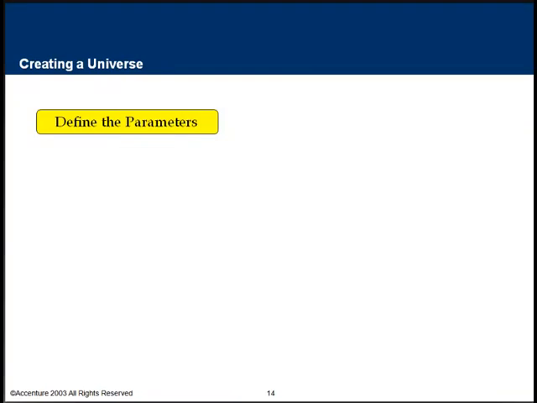The steps for creating a universe: first, define the parameters. Defining the parameters means nothing exists yet, and you are going to create a universe. You need to give the universe name, as well as define a connection between your universe and the target database, called the data warehouse.